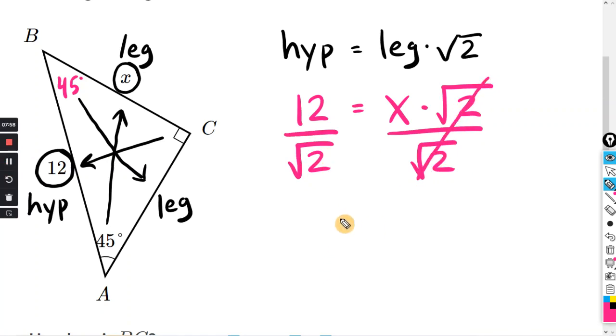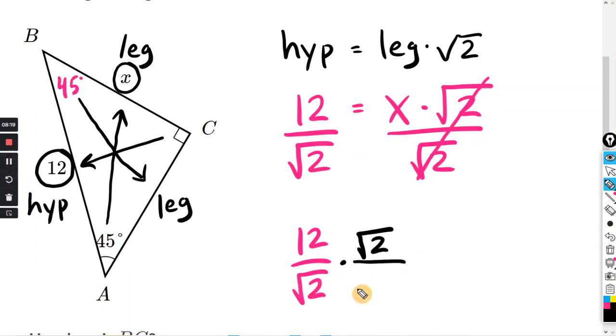Now, we're not supposed to have a square root in the denominator. So the way to get rid of that, if we keep the 12 radical 2, what you want to do is take this denominator here and multiply by that number. Multiply by the denominator over itself. Okay, so we're basically just multiplying by 1.